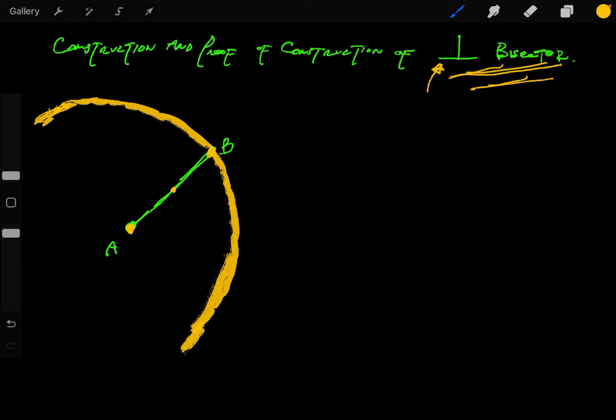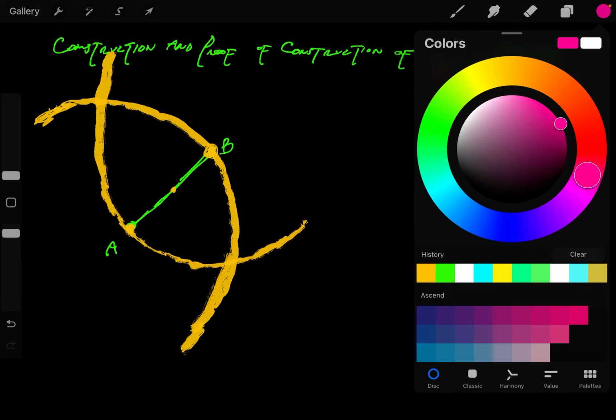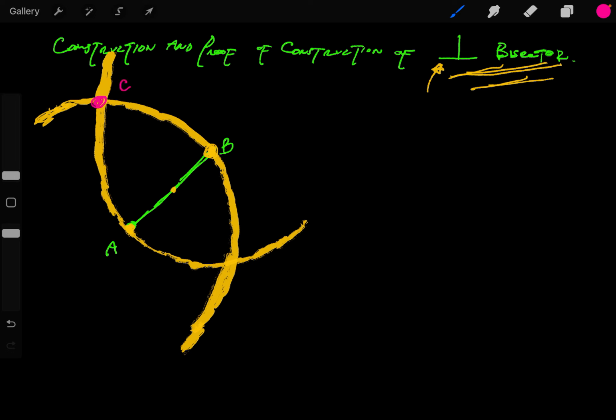But okay, now after you do that, you go to point B and you open it up to A again. You leave it as it's opened up, and you draw another circle. And you take note of where these two circles intersect. So let's call this point C and this point C prime. Okay, the claim is that the line through C and C prime is the perpendicular bisector of AB. Why? Let's prove this statement together.